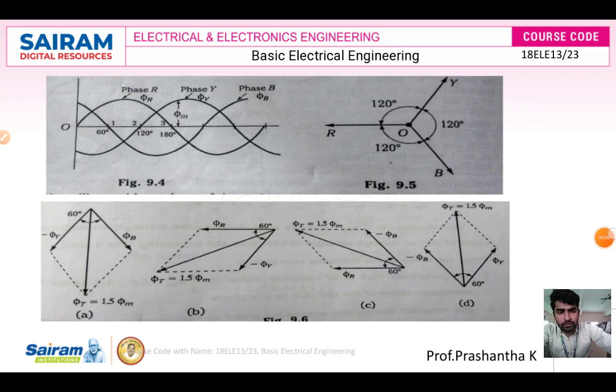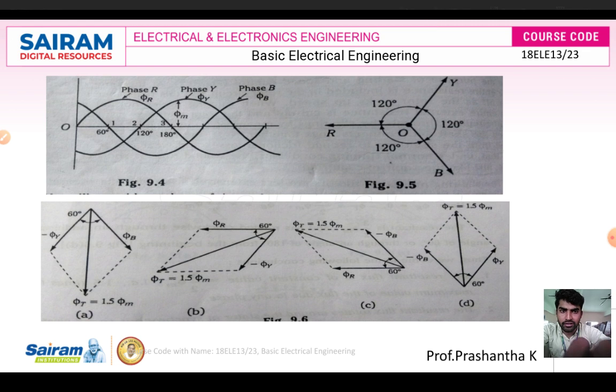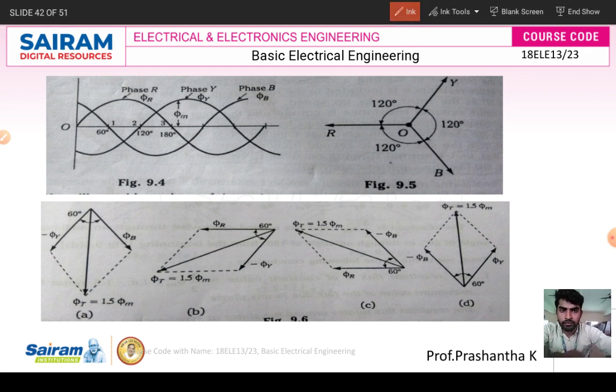If we give a three-phase supply like this, then phi r is equal to phi m sin omega t, phi y is equal to phi m sin(omega t minus 120), phi b is equal to phi m sin(omega t plus 120). We got the equations. So how does this induce a magnetic field in the stator? Here omega t is equal to 0, omega t is equal to 60, omega t is equal to 120, omega t is equal to 180. I'll show you how we get these values.